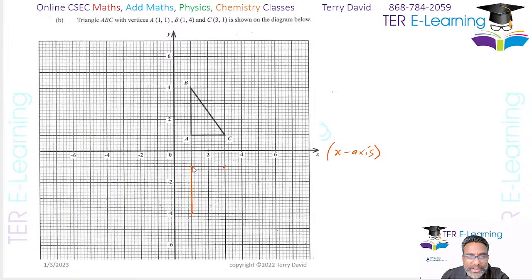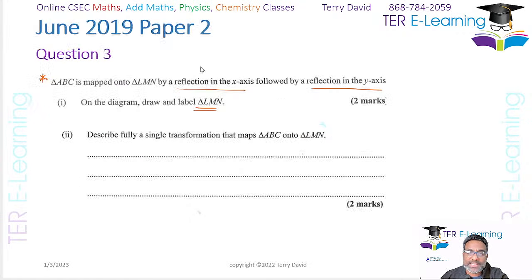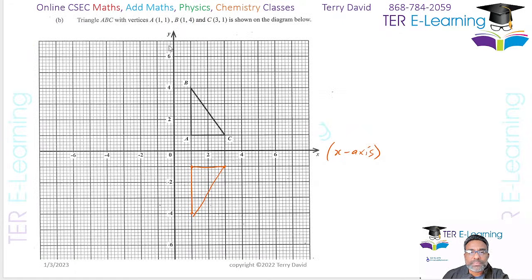This triangle here I'm drawing is after the first transformation, a reflection in my x-axis. That's the first transformation. They said followed by, so this is your second transformation now. You're going to take that image triangle that you just got and reflect it now in the y-axis. So let's go back here now. This here is your y-axis. So you're going to reflect that red triangle in your y-axis now.